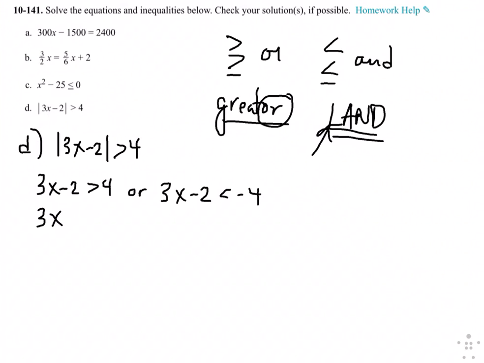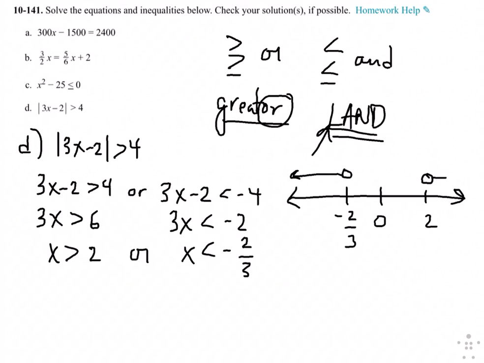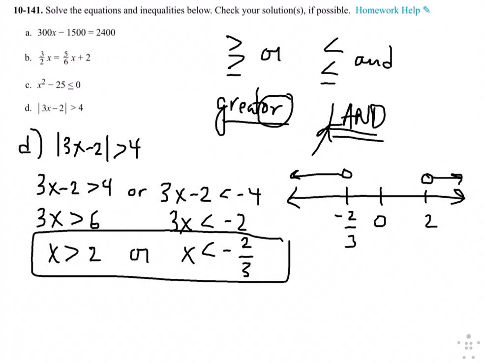So this becomes 3x is greater than 6, x is greater than 2. Or, right, 3x is less than negative 2, x is less than negative 2/3. Now if we graph this, right, 0, negative 2/3, and then 2. It's less than negative 2/3 or greater than 2. Okay, so then this is the solution. We don't have to do any work on the solution.